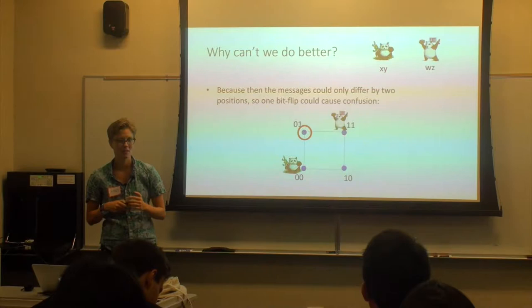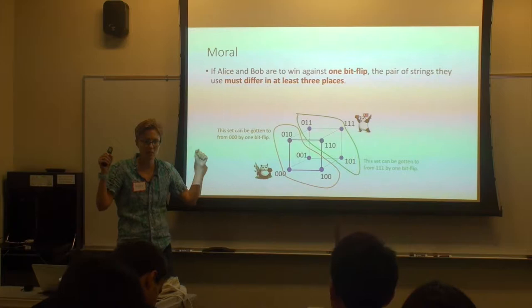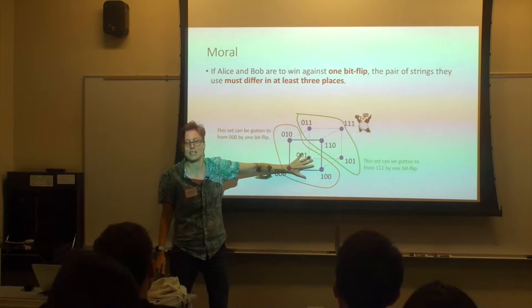So the moral of the story, just to say that again, is that if Alice and Bob are to win against one bit flip, the pair of strings that they use for this problem have to be at least 3 apart. That's the key, because then the two sets of things that can be gotten to by a single bit flip are disjoint.